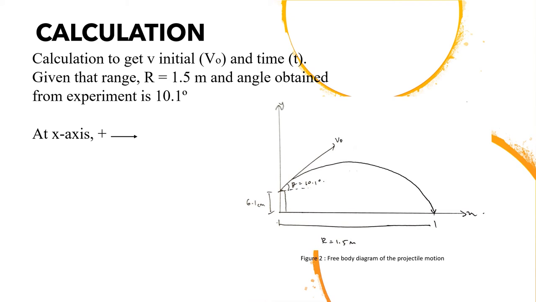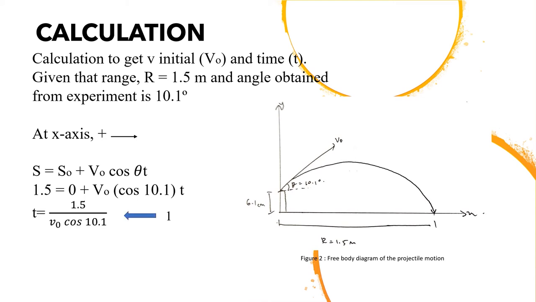For the x-axis component, which is positive to the right, we can use this equation, which is S final equal to S naught plus V naught times cos theta times T. Then we replace the S final with 1.5 meters, S initial as 0, and theta as 10.1 degrees. Then we arrange the equation until we get T equal to 1.5 over V naught times cos 10.1 degrees. This is the first equation.